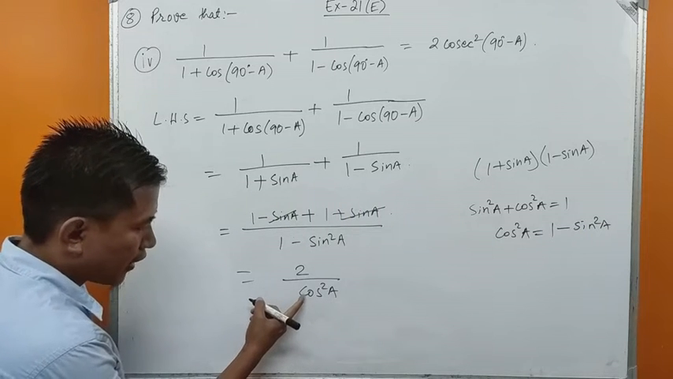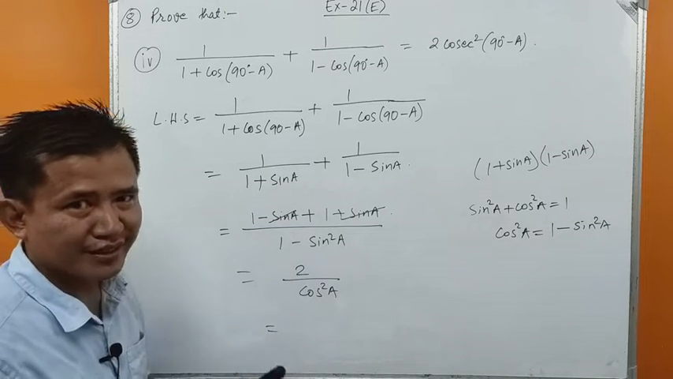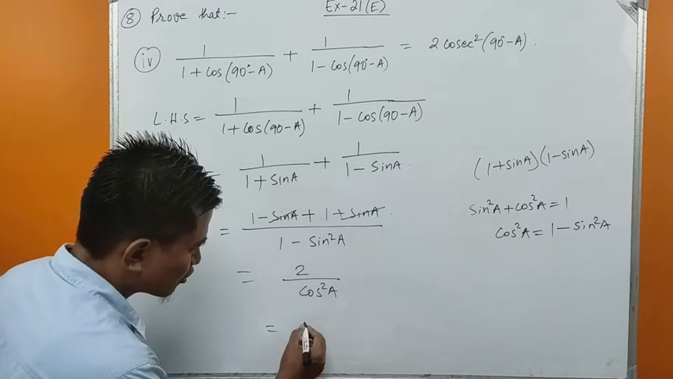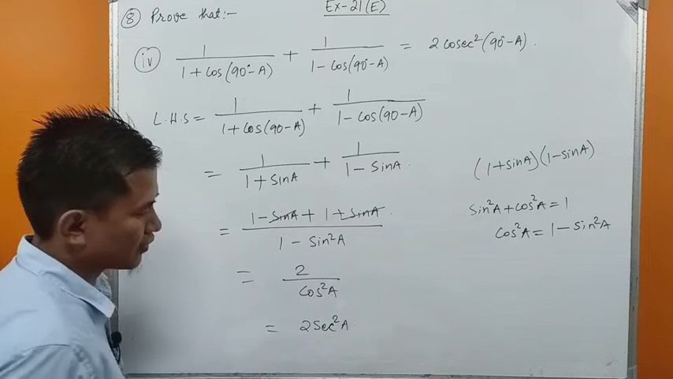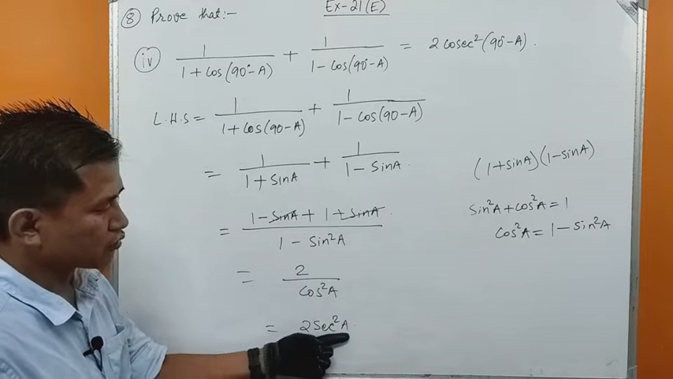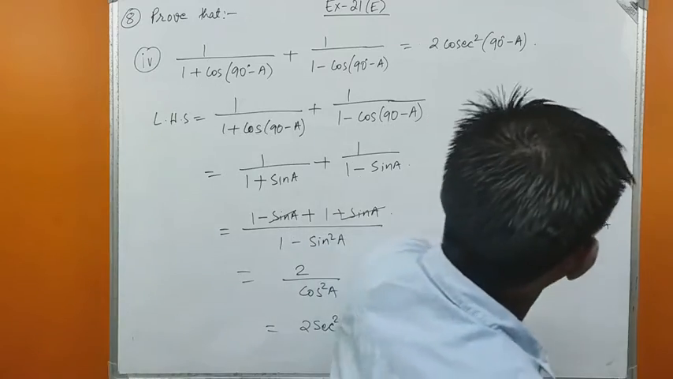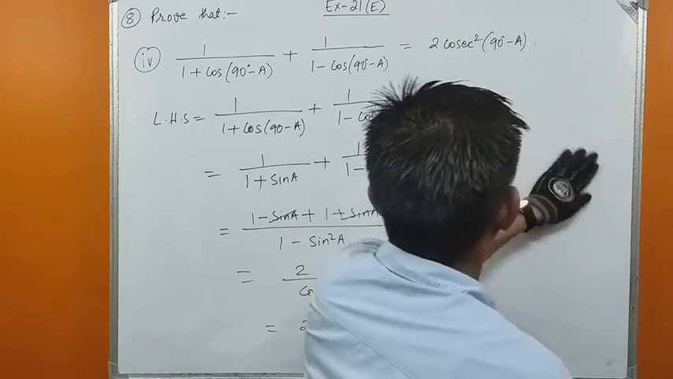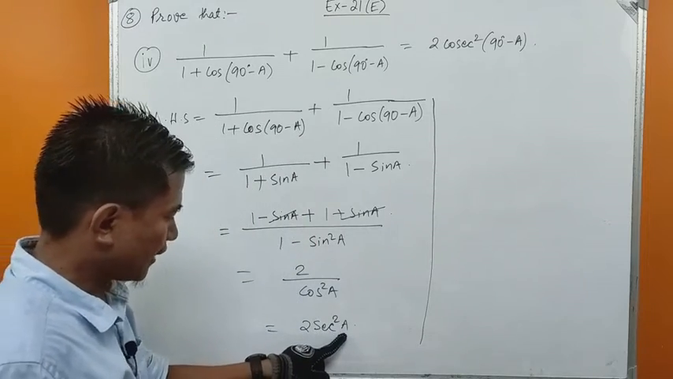So if I take this cos square A to the numerator, it becomes sec square A, because cos and sec are the reciprocal of each other. So 2 into sec square A. Are you getting me? This cos square A, when taken to the numerator, becomes sec square A. So 2 into sec square A. So let me continue here. 2 into sec square A, isn't it?